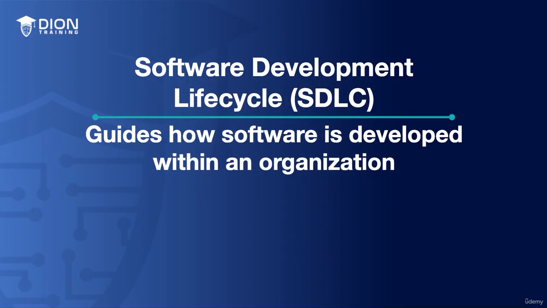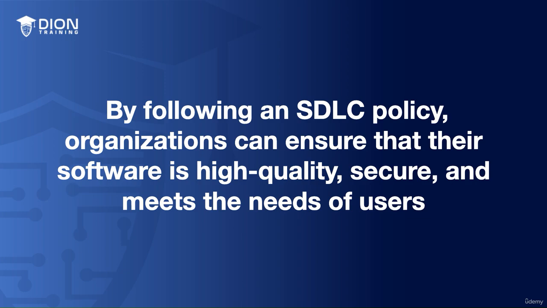The software development lifecycle. An SDLC policy guides how software is developed within an organization. It covers all stages of software development, from initial requirements gathering, to design, coding, testing, deployment, and maintenance. The policy might also include standards for secure coding practices, code reviews, and software testing. By following an SDLC policy, organizations can ensure that their software is high quality, secure, and meets the needs of users.